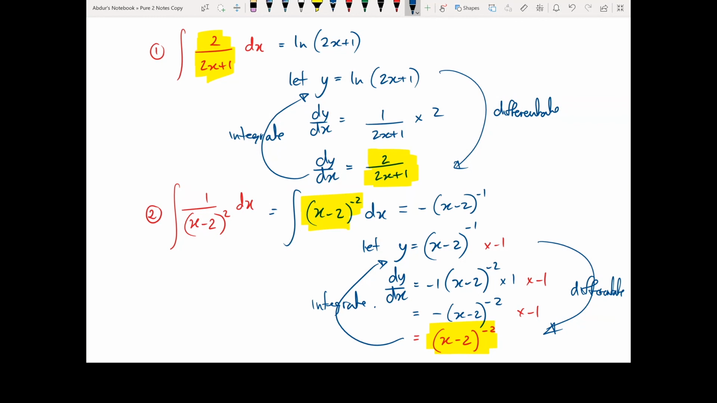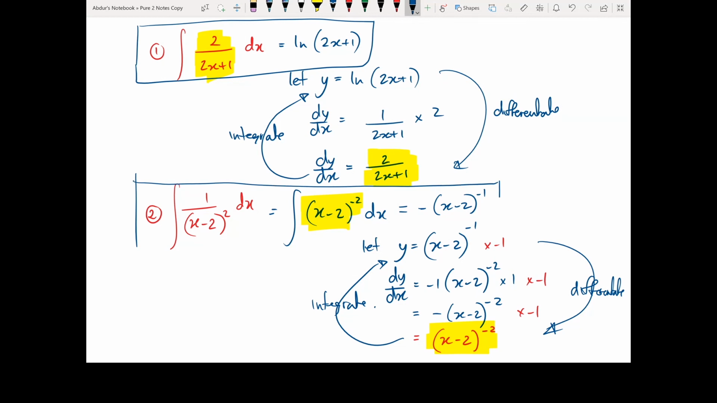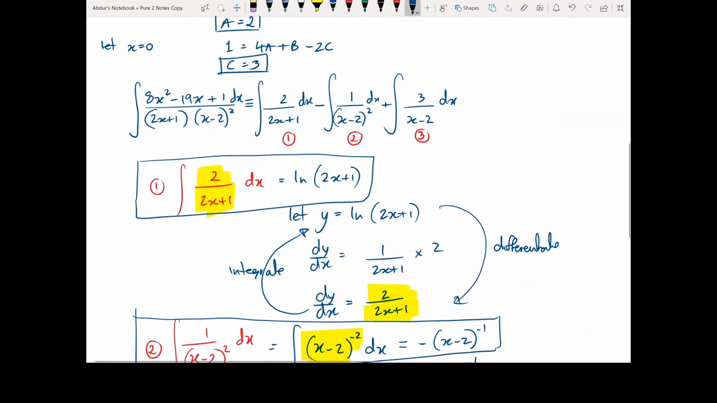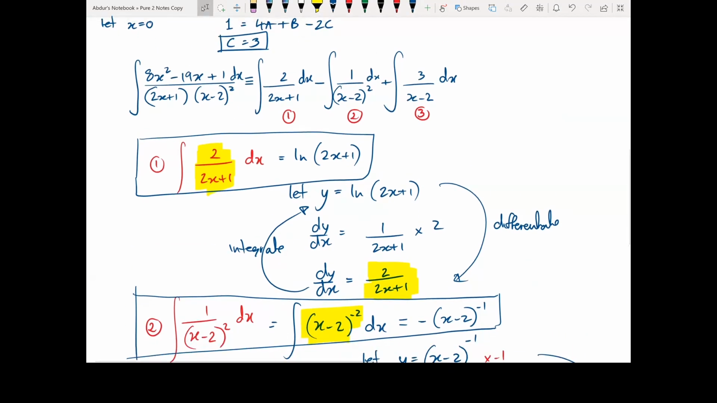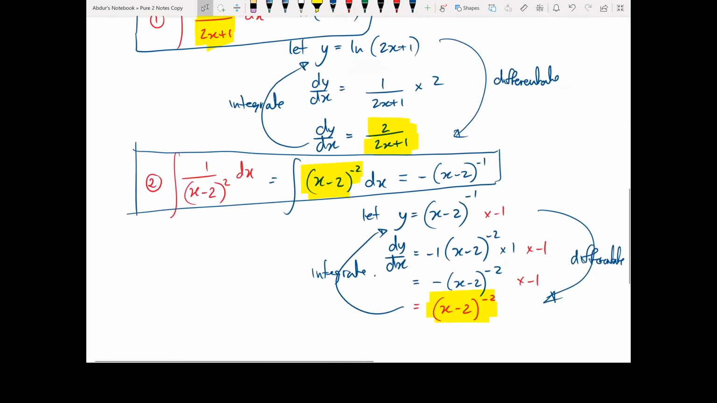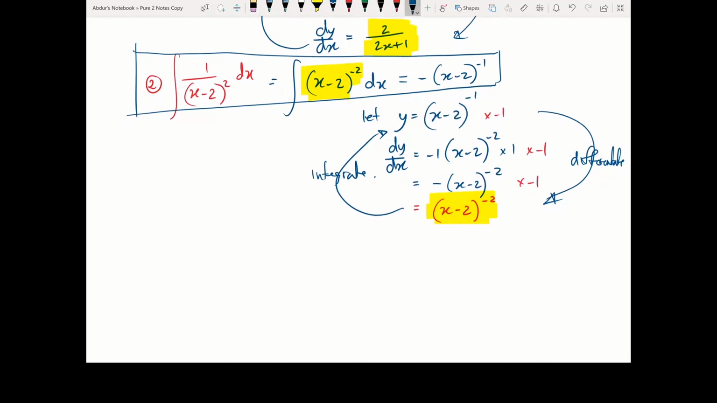So we've done our second integral and our first integral. Just put a box around them so we can see what our first and our second integrals are. Last thing that we need to do is integrate the final integral here. So it's 3 over x − 2, 3 over x − 2 dx.